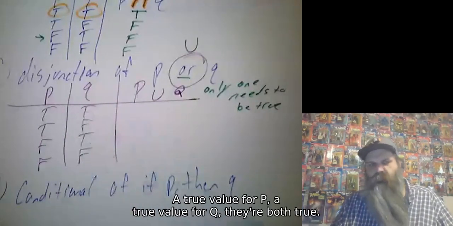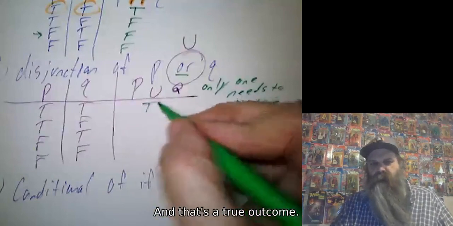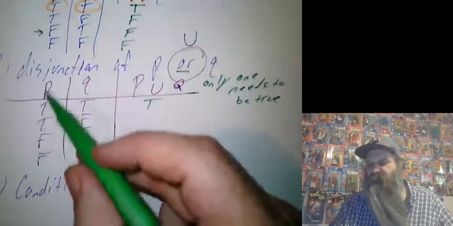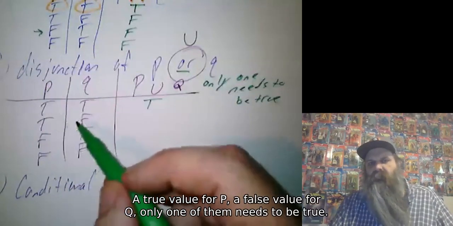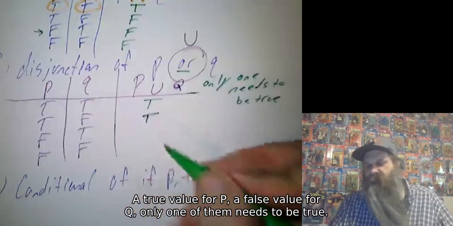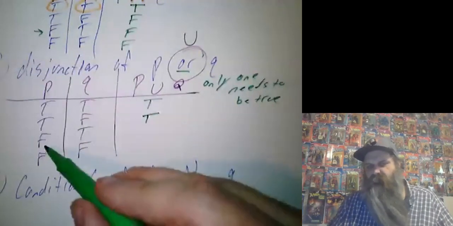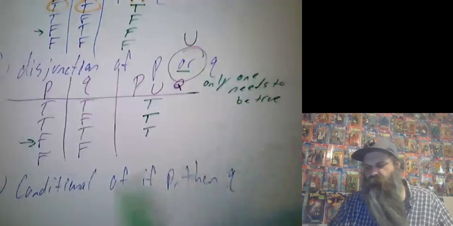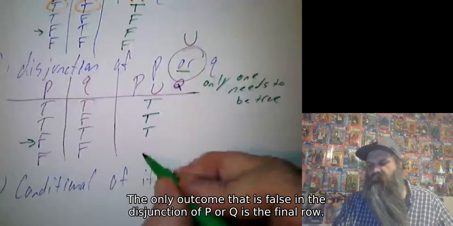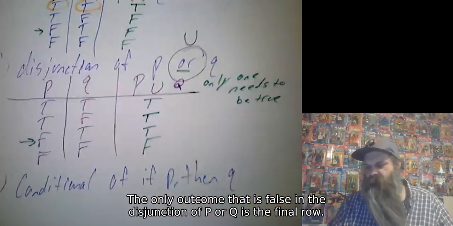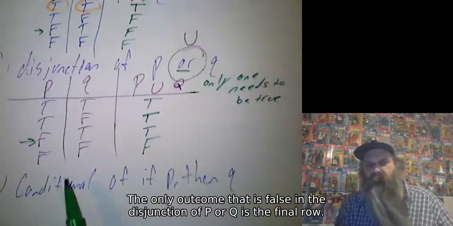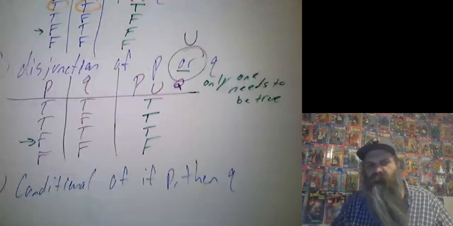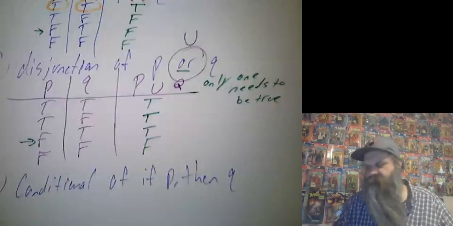A true value for P, a true value for Q, they're both true, and that's a true outcome. Again, only one of them needs to be true. A true value for P, a false value for Q, only one of them needs to be true to have a true outcome. Same thing right here. We have a true value for the Q. The only outcome that is false in the disjunction of P or Q is the final row, in which they are both false. Neither one is true, and that's our answer.